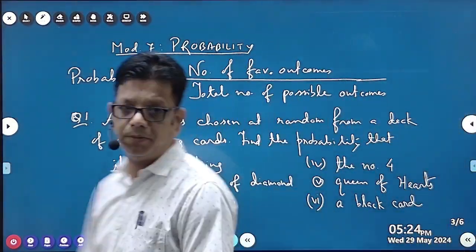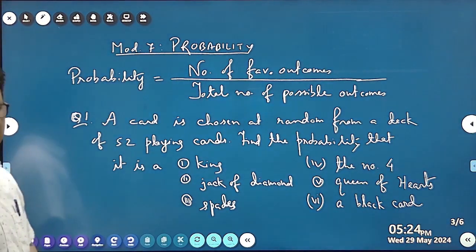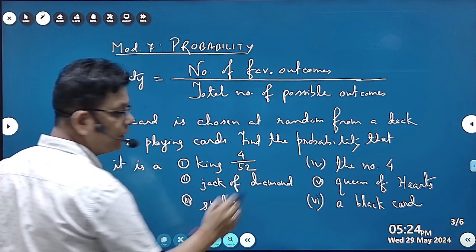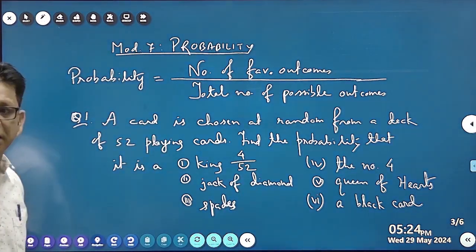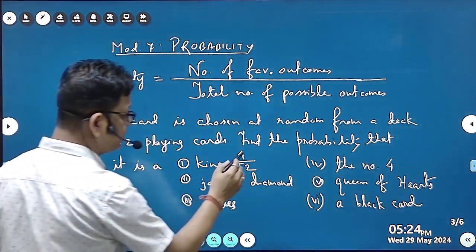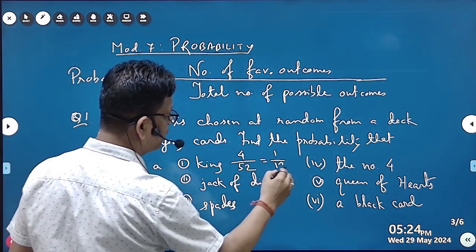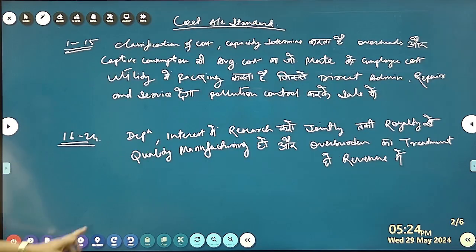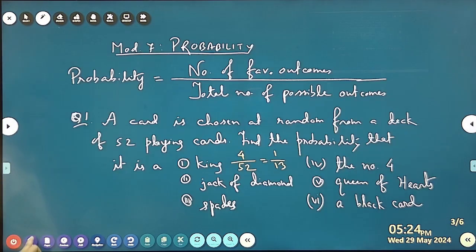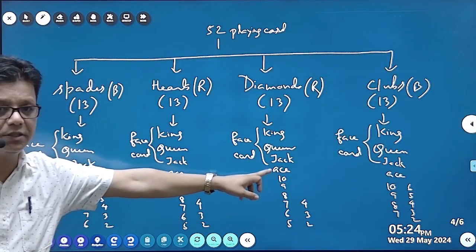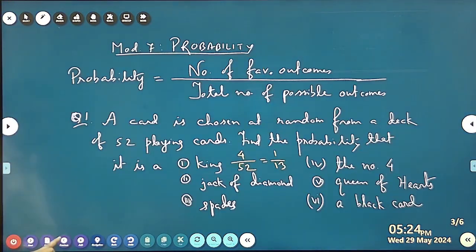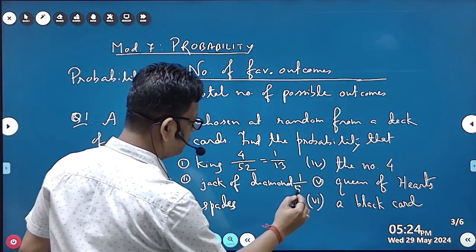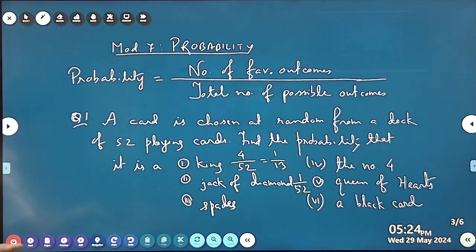What is the probability of getting a king? No color is said. So it will be 4 out of 52, because there are 4 kings, one in each category. And of course, you will always convert to simplest form. It will be 1 by 13. A jack of diamond. Jack means the joker. In the diamond category, how many jacks are there? 1. So it will be 1 out of 52.